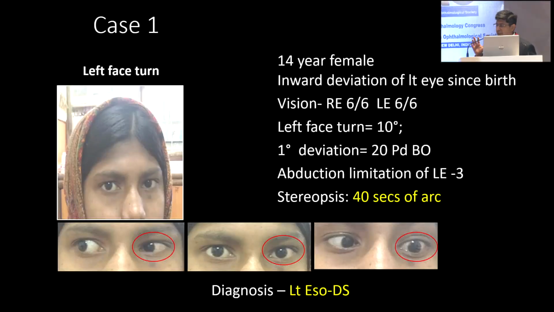So here you can see a left ESO-Duane's, a small angle esotropia, a small narrowing on adduction, and on abduction you can see the widening. So this is a mild aspect of a Duane's. The deviation is not so much.